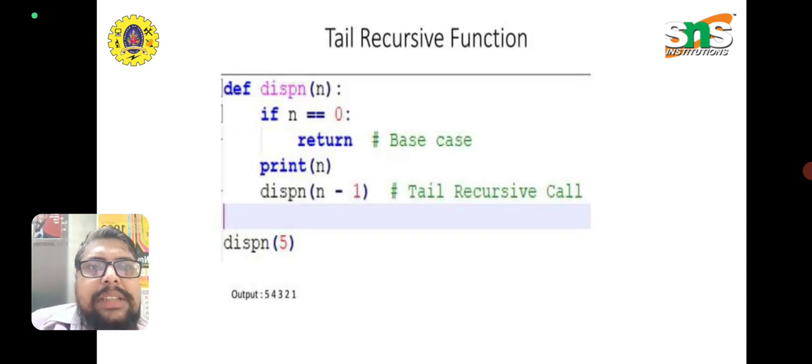Tail recursion function: if n equals 0, it returns the base case, or else it prints n. The tail recursive call is display of n minus 1. If we print it, the output will be 5, 4, 3, 2 and 1. It is a tail recursive function. A recursive call which has been placed after the printing statement is called a tail recursive function.